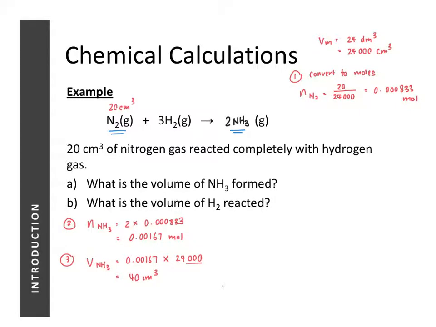Okay, let's do the same for part B. For part B, what is the volume of hydrogen reacted? Okay, so we can jump straight to step number 2. Step number 2, we need to compare mole ratio between what is given, nitrogen, and what we want to find, which is hydrogen now. Okay, so 1 mole of nitrogen reacts with 3 moles of hydrogen. That will mean that the number of moles of hydrogen reacted is 3 times that of the number of moles of nitrogen.